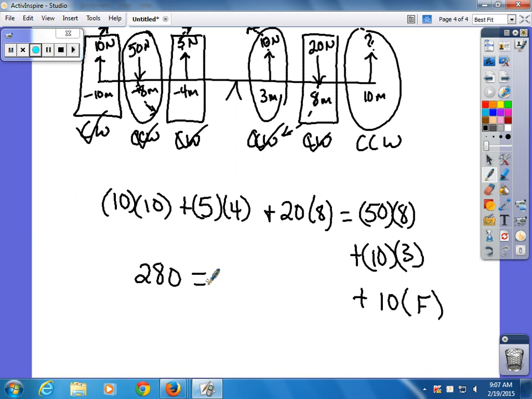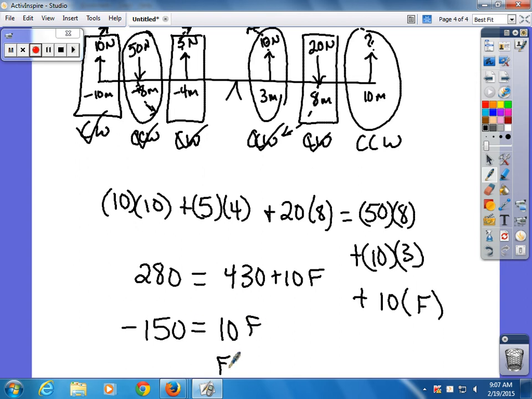And then we've got 400, 430 plus 10F. And then minus 430, I got negative 150. Y'all check me. So F is equal to negative what? 15. And what does that negative mean?